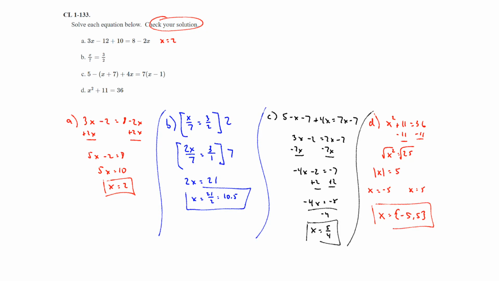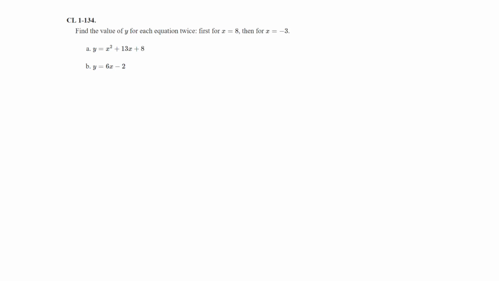And you can plug those back in to check. Question 134, find the value of y for each equation twice. First for x equals 8, and then again for x equals negative 3. So in part A, we're looking at when x is equal to 8 first.